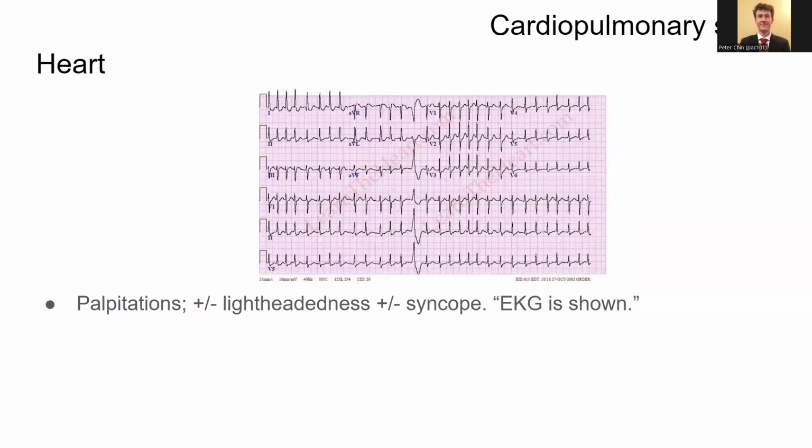Again, it might have the same symptoms, like palpitations, a feeling like their heart is pumping in their chest. They may or may not have lightheadedness. They may or may not have passed out. Same deal as before. EKG is shown. Okay, so this is AFib with rapid ventricular response, or AFib with RVR.